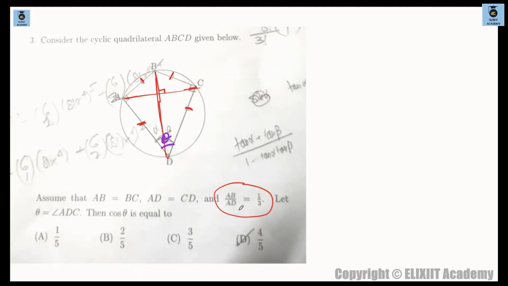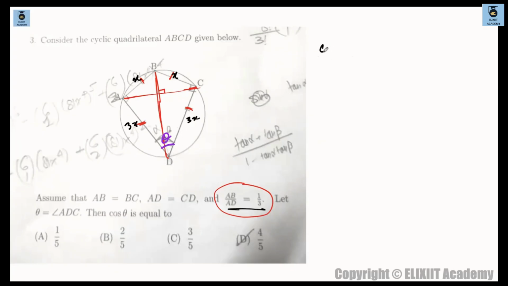Let's utilize this ratio. AB by AD is given to be 1 by 3, right? So AD is 3 times AB. So if let's say this is x and this is x, then this will be 3x, and this will also be 3x. So next, we can use the cosine rule in this particular triangle, in ACD.